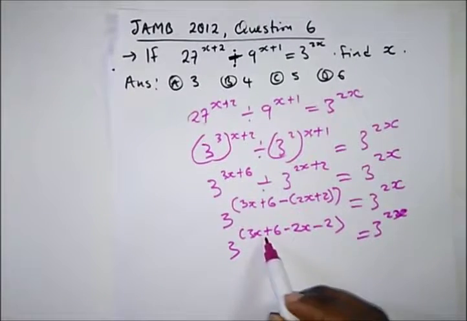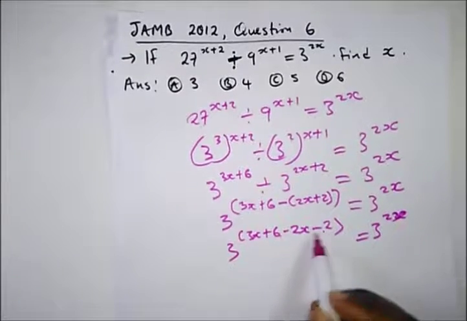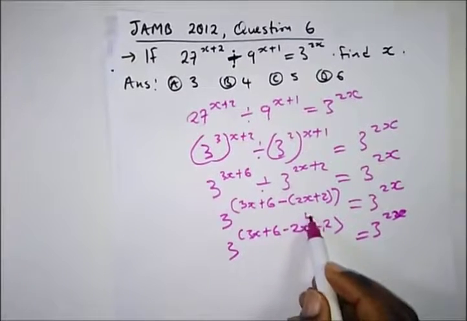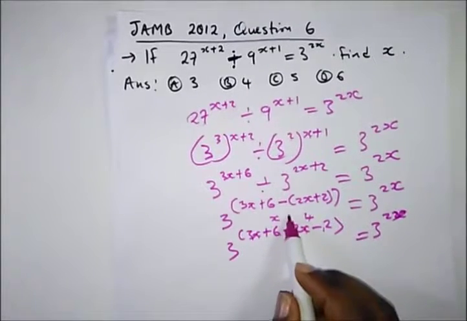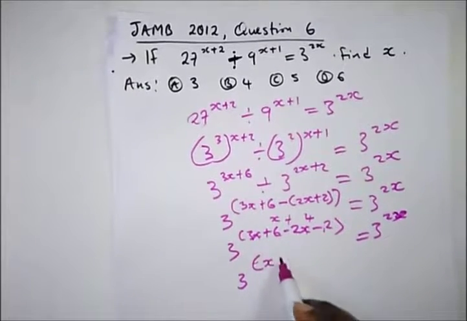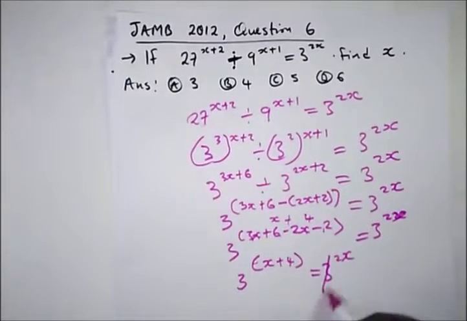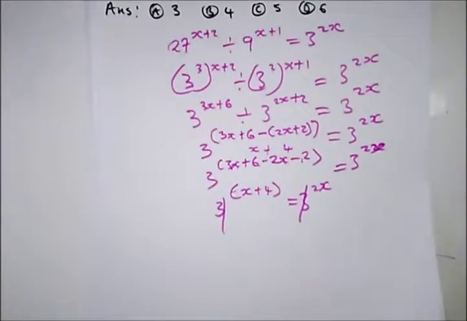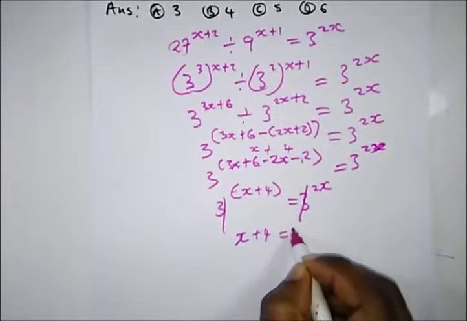So here 6 minus 2 will give us a 4. And 3x minus x will also give us x. So this is x plus 4. So we have 3 raised to the power x plus 4 equal to 3 raised to the power 2x. This will cancel this since they are the same. So we are left with x plus 4 equal to what?